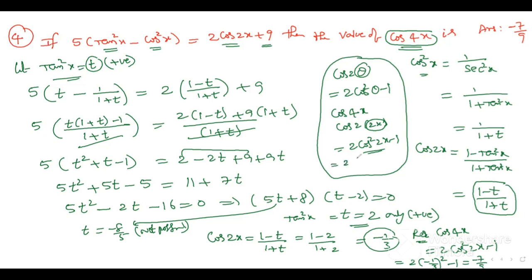Here 2 times of (minus 1 by 3) whole square minus 1. Here 2 by 9 minus 1. It will become minus 7 by 9.